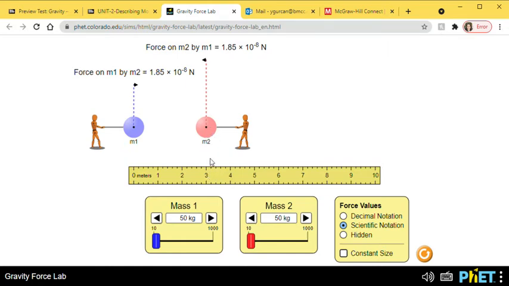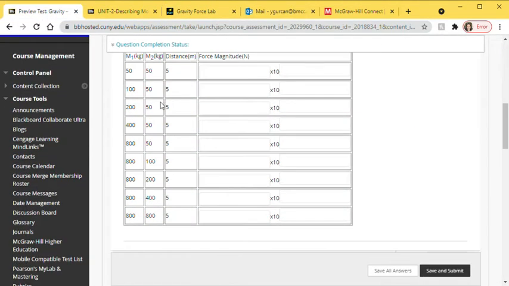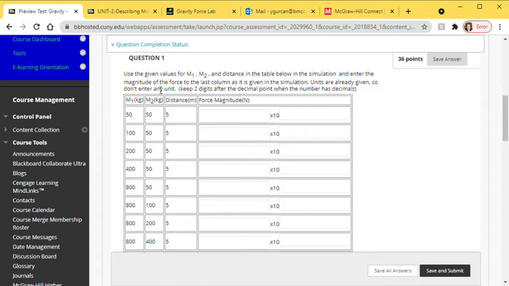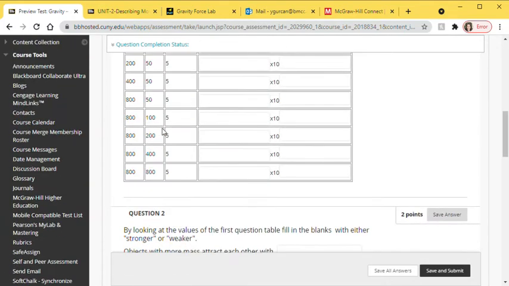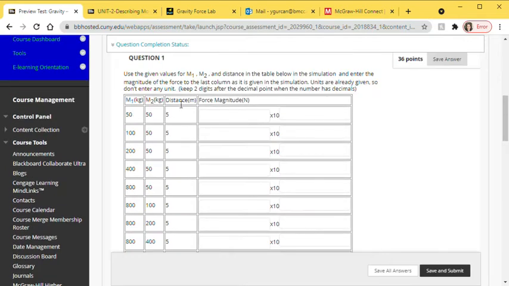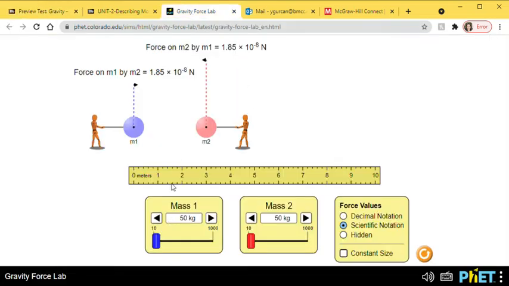Okay, and then you will read basically the force value of these two masses, 1.825 times 10 to the 8, for example. And then you will fill out the first and second table, which is question 1 and question 3. You have values for mass 1, 2, and the distance between them. So you will enter 1.85, 10 to the minus 8, for example.